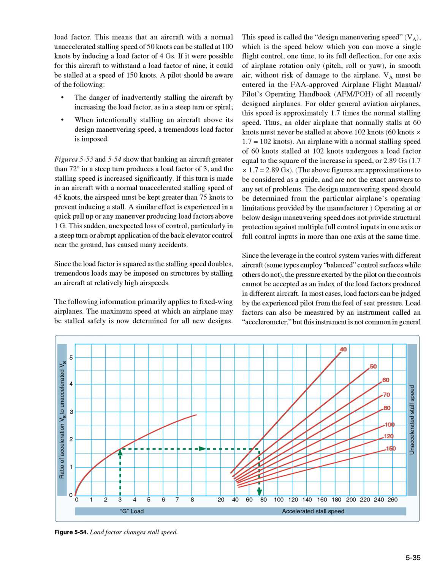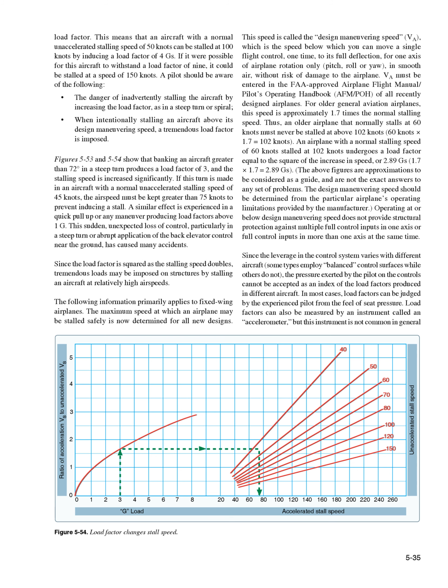When intentionally stalling an aircraft above its design maneuvering speed, a tremendous load factor is imposed. Figures 5-53 and 5-54 show that banking an aircraft greater than 72 degrees in a steep turn produces a load factor of 3, and the stalling speed is increased significantly. If this turn is made in an aircraft with a normal unaccelerated stalling speed of 45 knots, the airspeed must be kept greater than 75 knots to prevent inducing a stall. A similar effect is experienced in a quick pull-up or any maneuver producing load factors above 1 G.